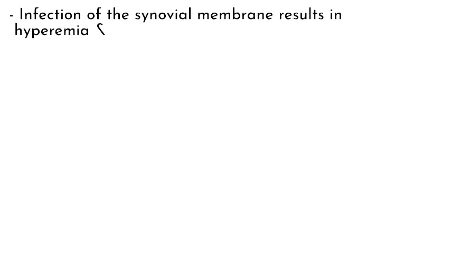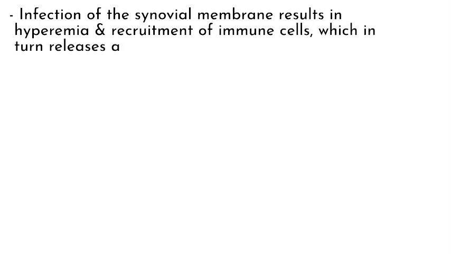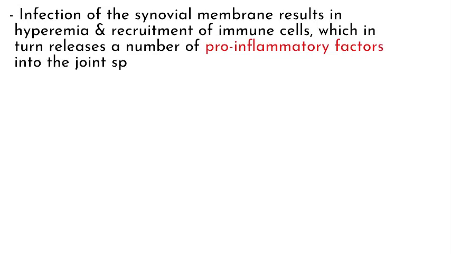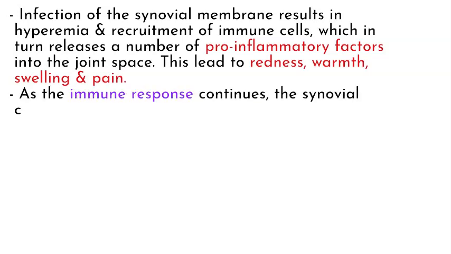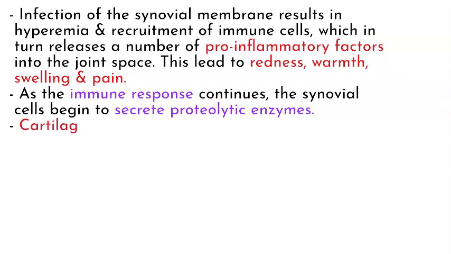Infection of the synovial membrane results in hyperemia and recruitment of immune cells, which in turn release a number of pro-inflammatory factors into the joint space. This leads to redness, warmth, swelling, and pain. As the immune response continues, the synovial cells begin to secrete proteolytic enzymes.